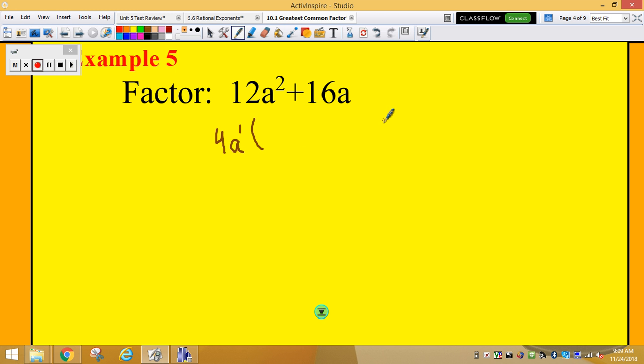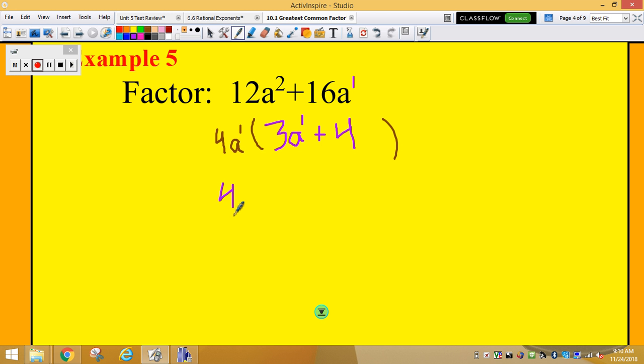So I'm going to do a parentheses. And the way you factor it out is just divide. So 12 divided by 4 is 3. If you have two A's and you're taking one A out, that leaves one A. Bring down your plus. 16 divided by 4 is 4. If you had one A and you're taking one A out, there are no more A's left.